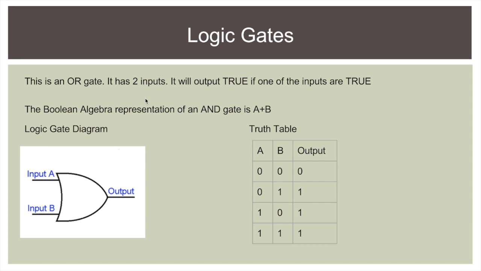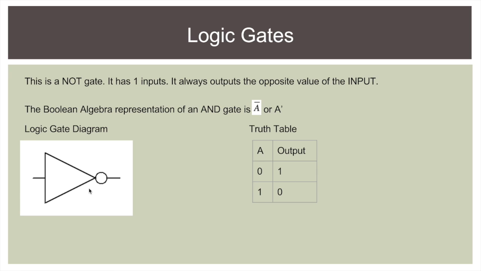Okay, the next one is an OR gate, and it has two inputs. It will output true if one of the inputs is true. And the Boolean algebra representation of an OR gate is A plus B. So, through here we've got input A, input B, and an output. So we can see that 0 plus 0 is 0, 0 plus 1 is 1, 1 plus 0 is 1, 1 plus 1 is in binary 1, 0, but in Boolean algebra, 1 plus 1 is also 1. And so that's the truth table there.